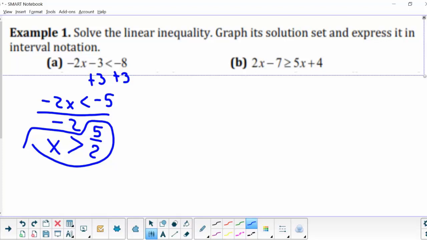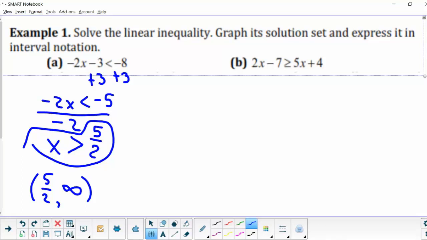So let's do this as an interval notation. So we start off at 5 halves, but we do not include it. And it goes forever up. Remember, parentheses only on infinity and negative infinity. So 2 ways to write that solution.